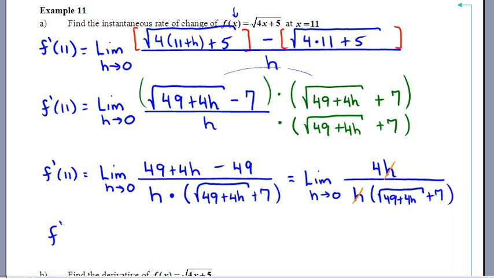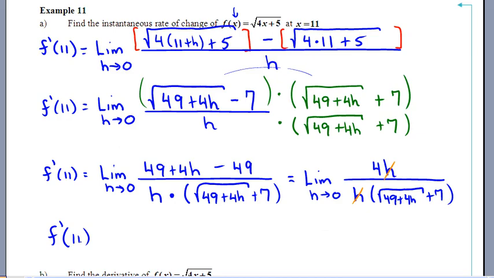If you try putting in h equals 0, you're going to find that this is the root of just a 49. Well, that's a 7, and then this thing turns into 4 on top of 14. Or if you want, you can reduce that down to 2/7. So this is a very specific answer. It's the slope of a tangent line right at that moment when x happens to be equal to 11. It's the only time that it actually works.